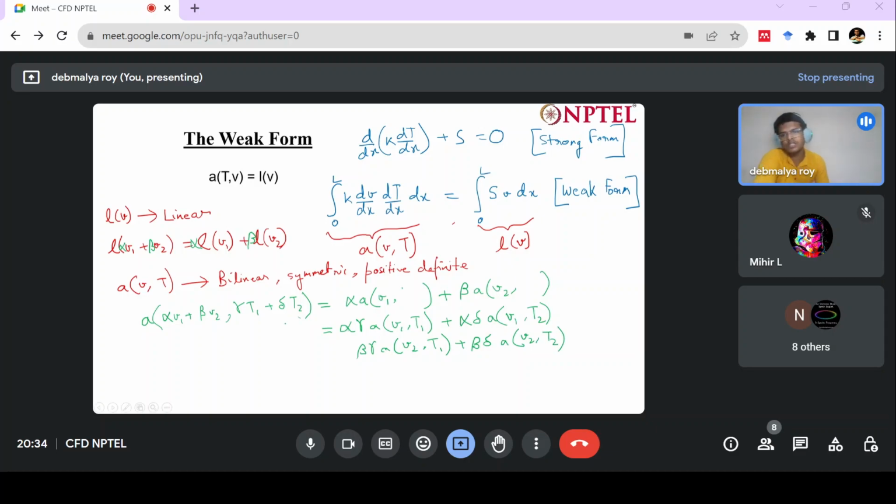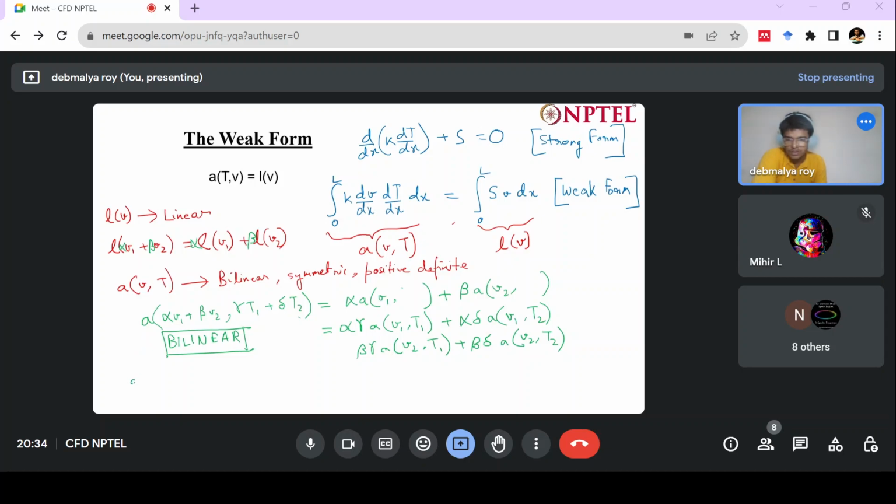So basically this means this is a bilinear operator. This is the definition of bilinear. So this is basically linear in both slots. The other two are simpler. What is the next one?